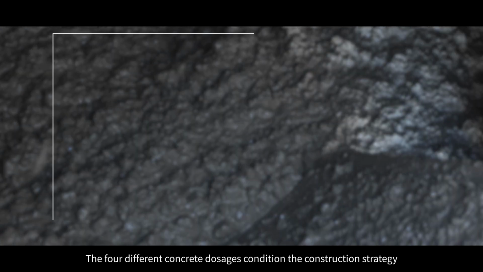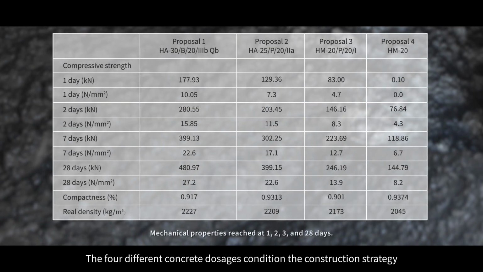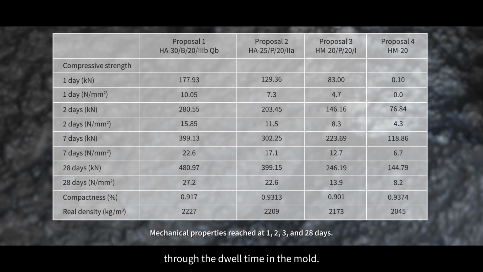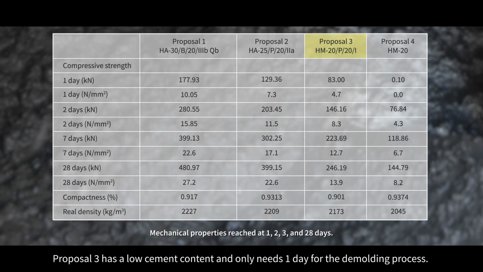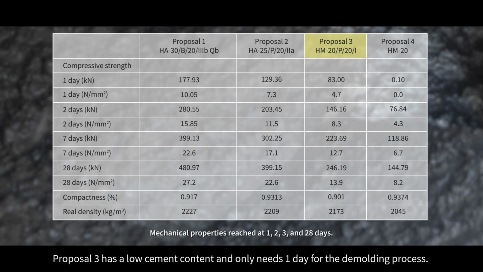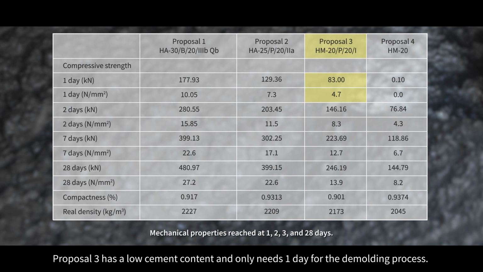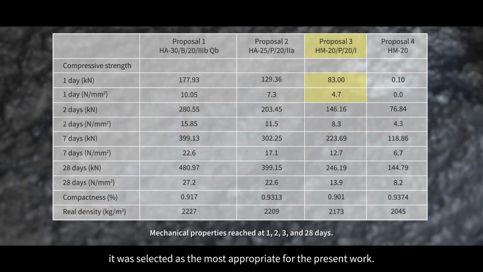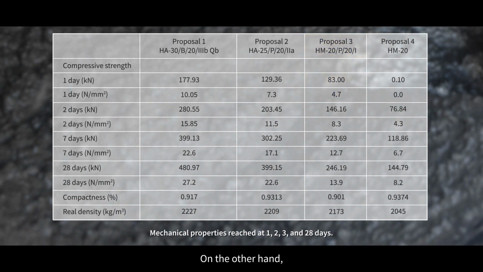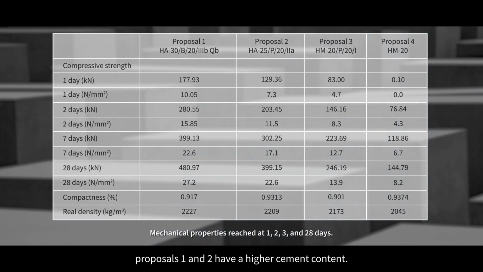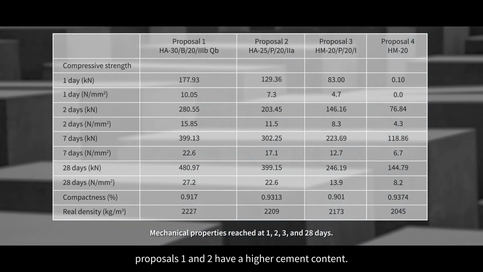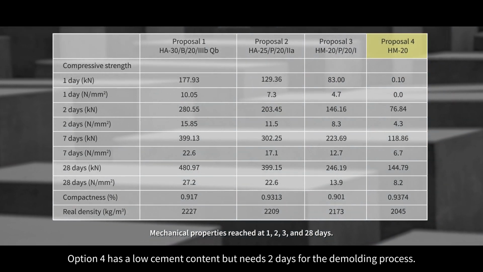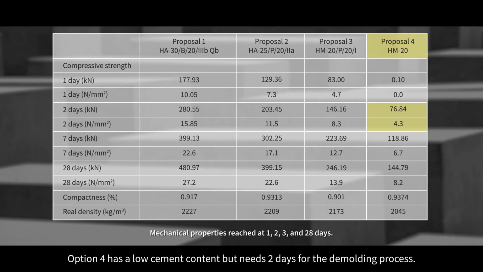The 4 different concrete dosages condition the construction strategy through the dwell time in the mold. Proposal 3 has a low cement content and only needs 1 day for the demolding process. For this reason, it was selected as the most appropriate for the present work. On the other hand, proposals 1 and 2 have a higher cement content. Option 4 has a low cement content, but needs 2 days for the demolding process.